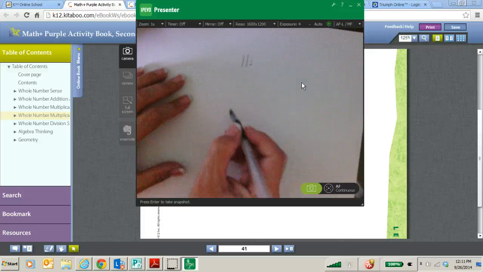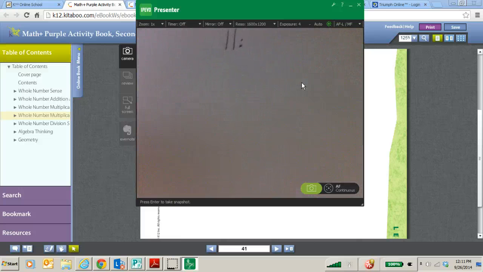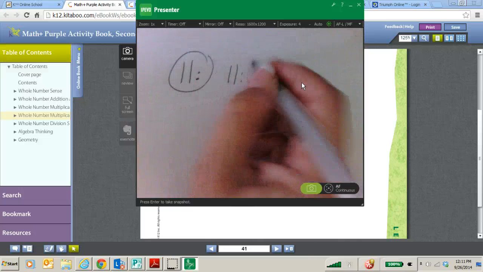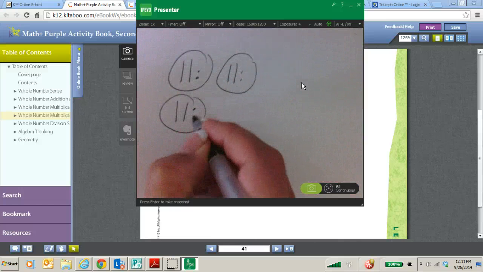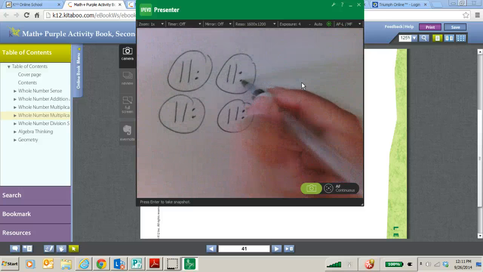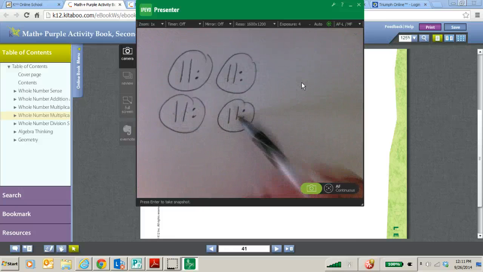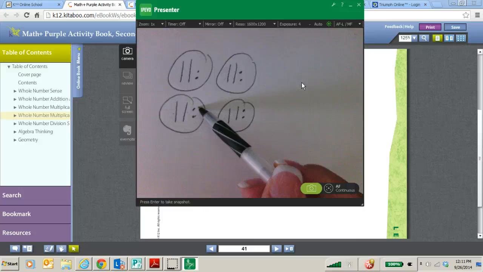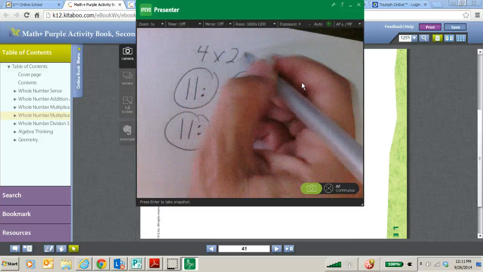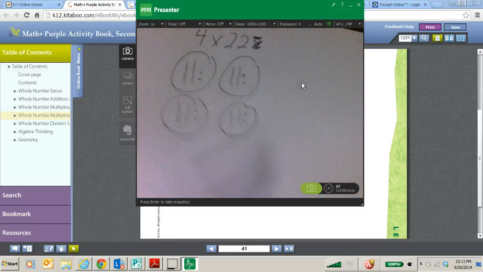So if we have 22, we could draw it like that, a group of 10, two groups of 10. And I'm going to get a little bit closer so you can see. We have 22 four times. And so we can teach students to draw the stick for tens and the dots for ones. And we can say 10, 20, 30, 40, 50, 60, 70, 80, 81, 82, 83, 84, 85, 86, 87, 88. So they can see that this is 4 times 22. We have 4 groups of 22.